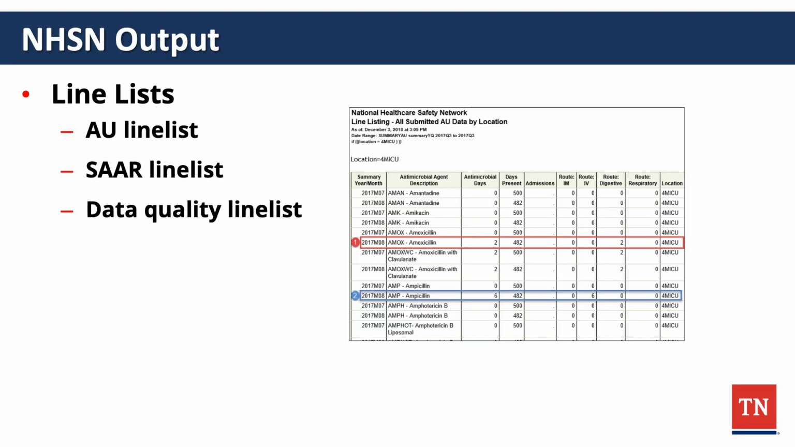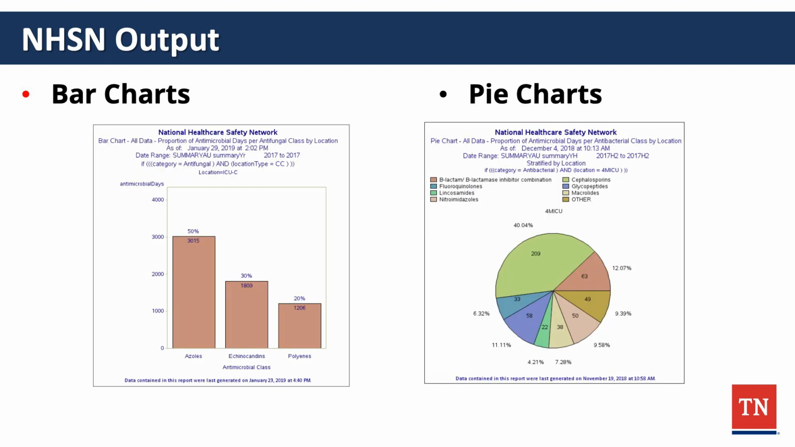I stole these slides from NHSN, but I didn't give them credit, so please don't hurt me. But there are lots of different reports that you can go into NHSN and pull, like the antibiotic use line list. You can pull the SAR line list. They do have a data quality line list that you can go in and look at four very select data quality points to see if you have met a lot of the validation requirements for NHSN. And again, there are bar charts and pie charts to look at your antibiotic use.